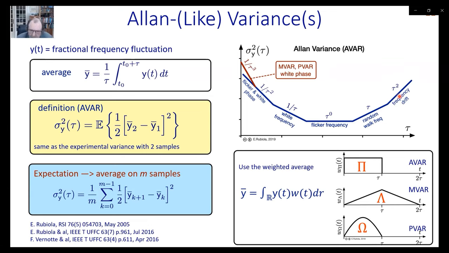Well, then there is a trick to understand all of these variances at once. You see here the regular Allan variance has this pattern for the polynomial law. The regular Allan variance does not divide between flicker and white phase noise, but the modified variance does, the parabolic variance does. Actually, this formula describes all the variances, just replacing the type of a frequency counter used to average the frequency. Details are here in these articles.